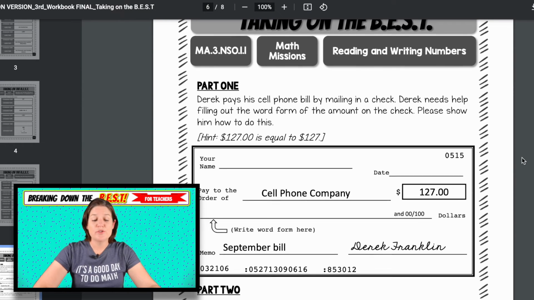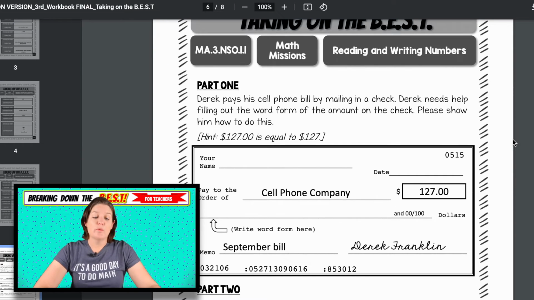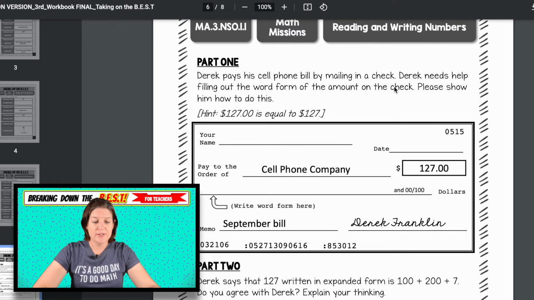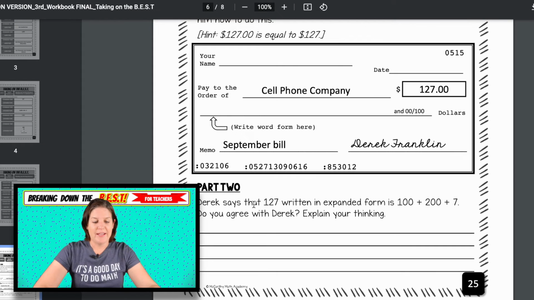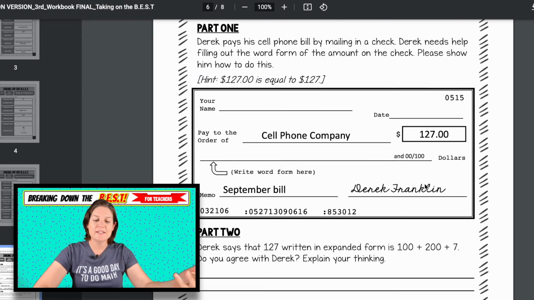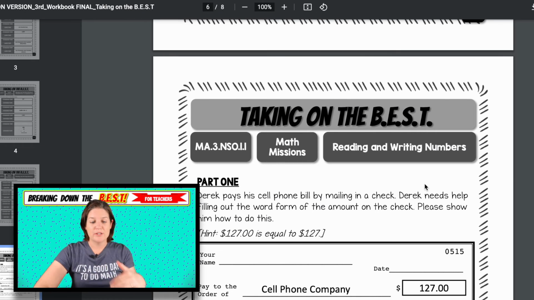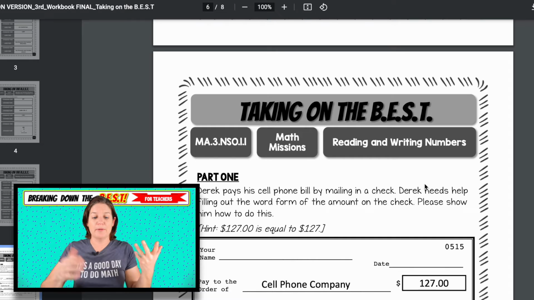You also have access to the math missions, which is reading and writing numbers. So here's an example where Derek has a check, and you have to write it in word form here, and it's fun because I get to fill out a check. And then part 2, Derek says that 127 written in expanded form is 100 plus 200 plus 7. Do you agree with him? Explain your thinking.